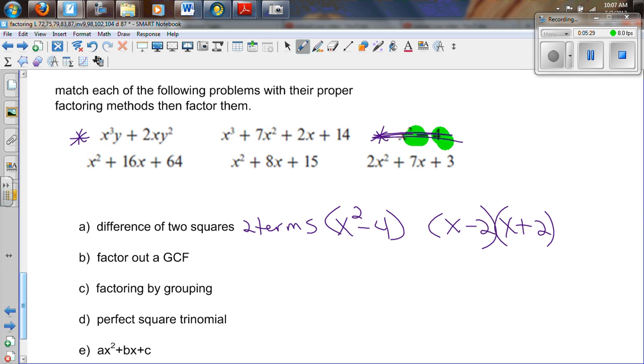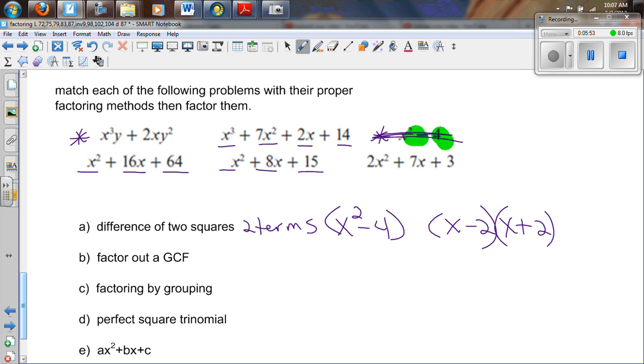Does this next one have any terms in common? In common in all of them? No. There's not x's in all of them. There's not a 2 in all of them, or a 7 or 14. Next one. Is there an x in all of these? No. Is there a 4 or 16 or 64 in all of them? No. Next one. Again, 8 is 2 and 4. 15 is 3 and 5.